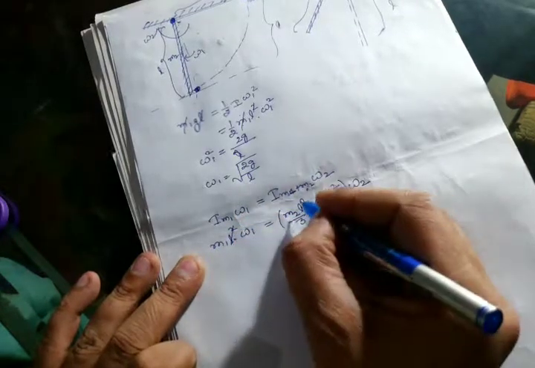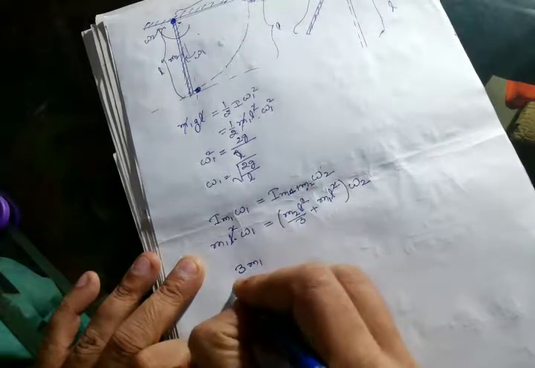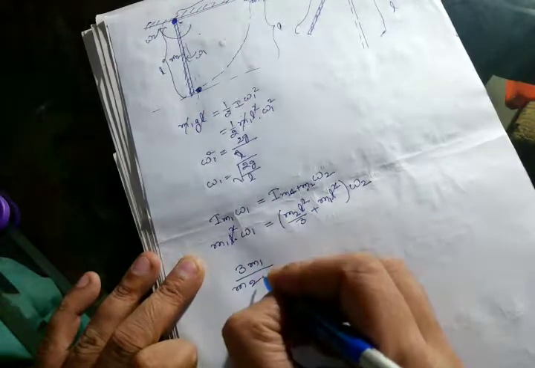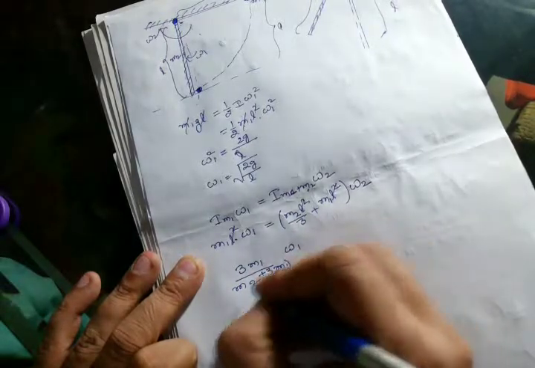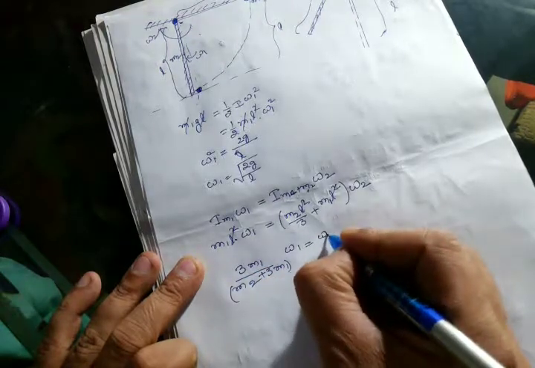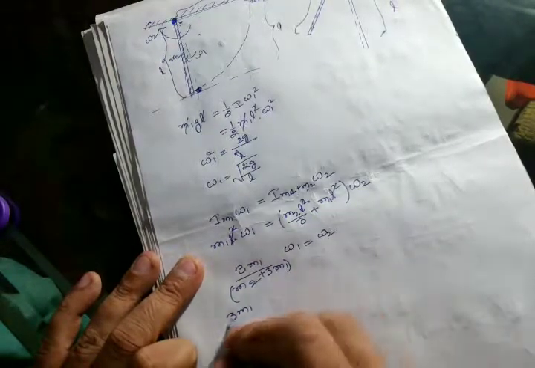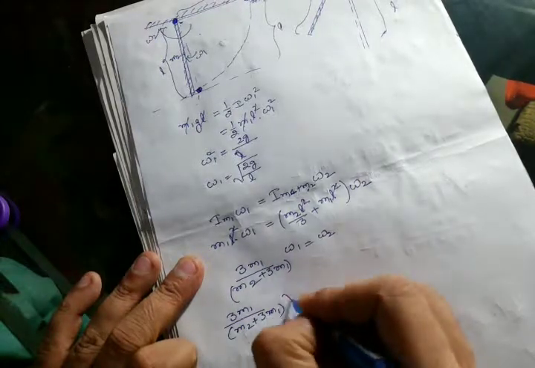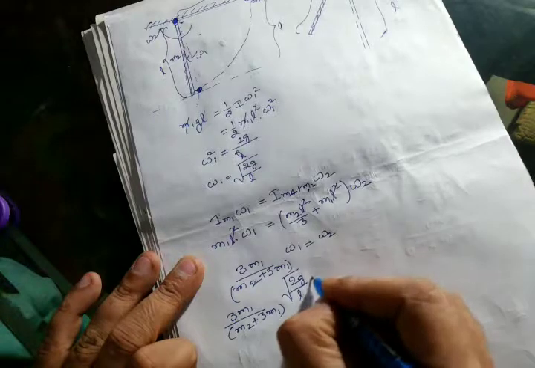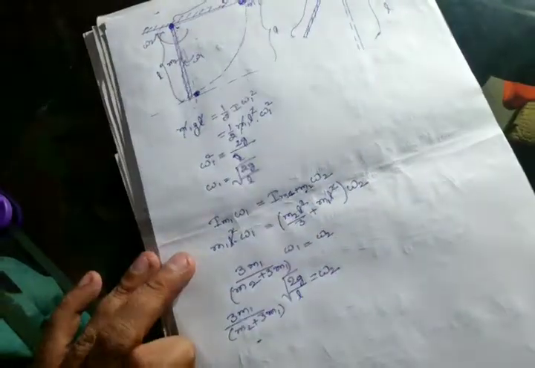So 3m1 over m2 plus 3m1 omega 1 is equal to omega 2. That will be 3m1 over m2 plus 3m1 under root 2g over L is equal to omega 2. So this is the angular velocity that the whole system will attain.